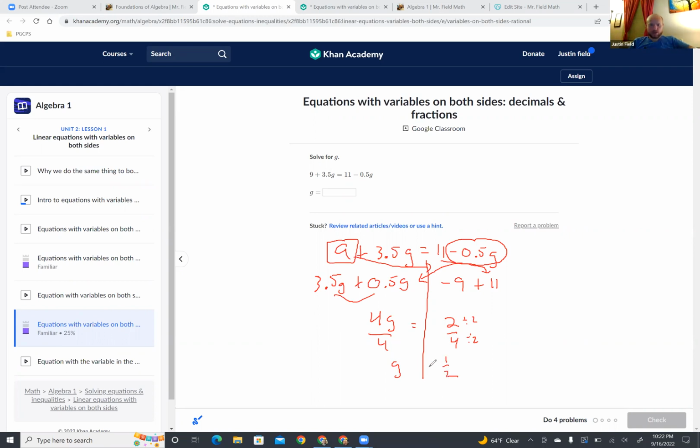Don't think you are wrong if you get a fraction or a decimal. It's a rookie mistake. Fractions and decimals can always be right answers. Look at that.